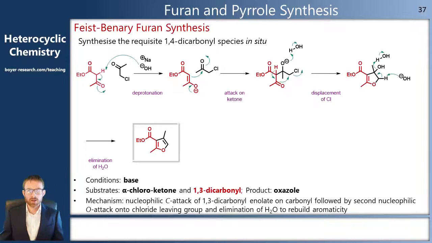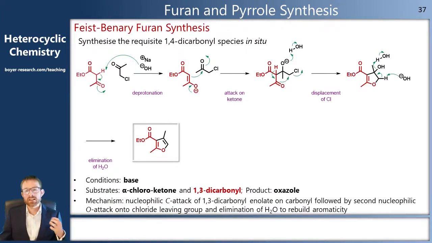To start off with, we're going to look at the Feist-Benary furan synthesis. This is a synthesis in which we synthesize a furan starting from a 1,3-dicarbonyl species and an alpha chloroketone. So the 1,3-dicarbonyl species has an acidic proton because it's between two electron-withdrawing carbonyls. So treatment with the base forms the corresponding enolate.